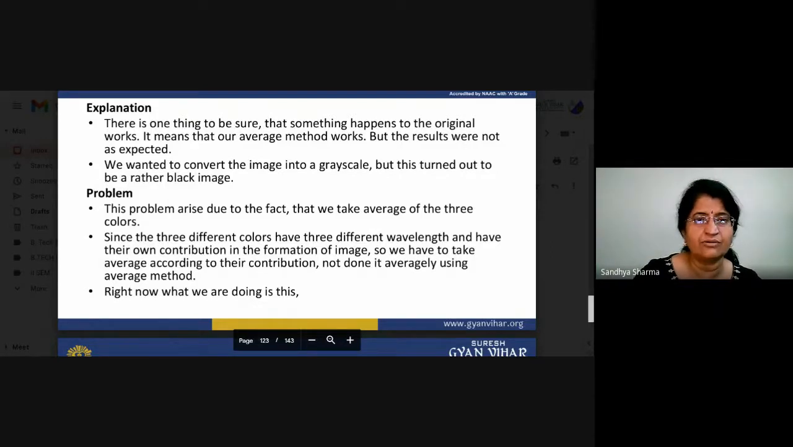If you take 33% of red, 33% of green and 33% of blue, we are taking 33% of each. That means each portion has the same contribution in the image, but in reality that is not the case. This is basically the luminosity method, where you just apply a weighting factor. Now we will see the weighted method, or luminosity method, and what problems occurred in the average method.